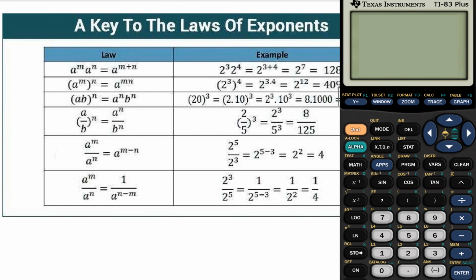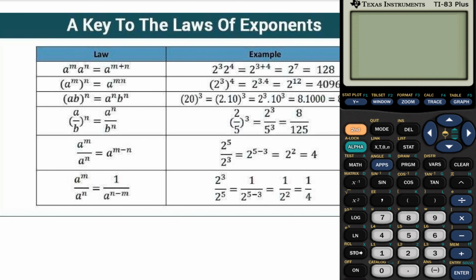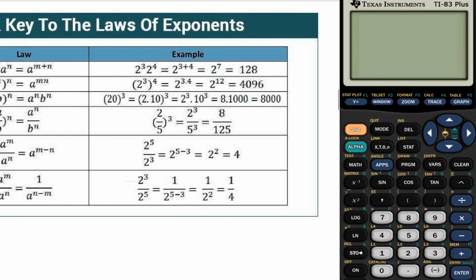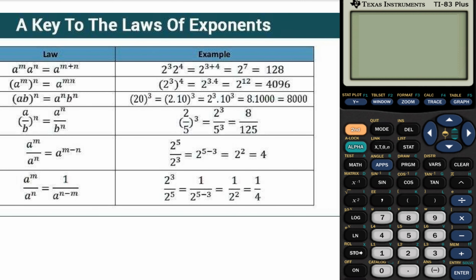Okay, so the first law, right? If we have two things that have the same base and they have different exponents, well, then we combine to one base and we add the exponents. Okay, what does that look like exactly? Well, that's when we have like 2 cubed times 2 to the fourth. What we end up doing is combining that to one base of 2, and then we add the 3 and the 4 to get 2 to the power of 7. In this case, we work it out to get 128.